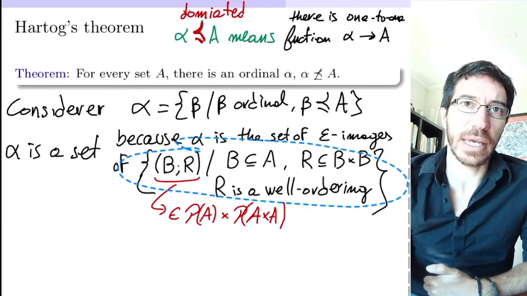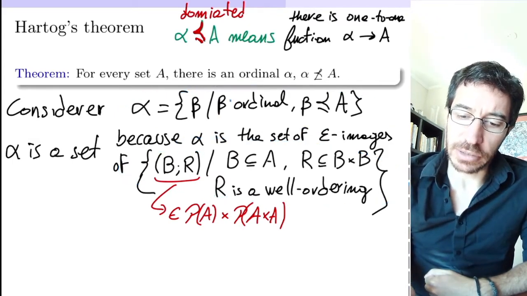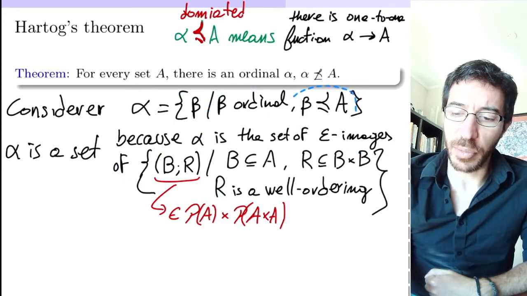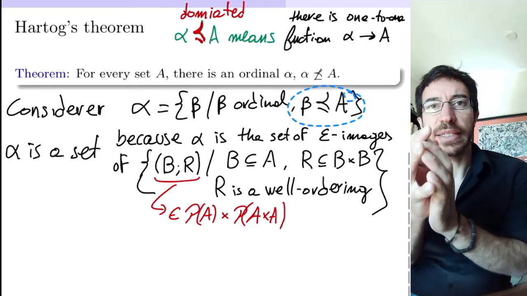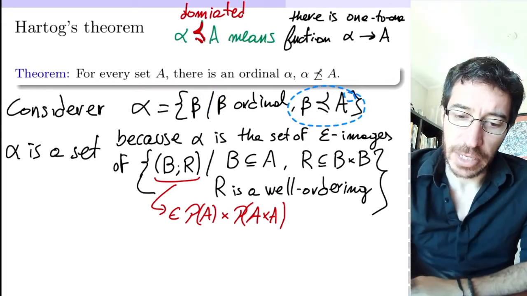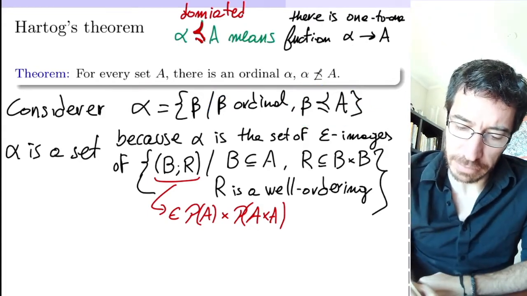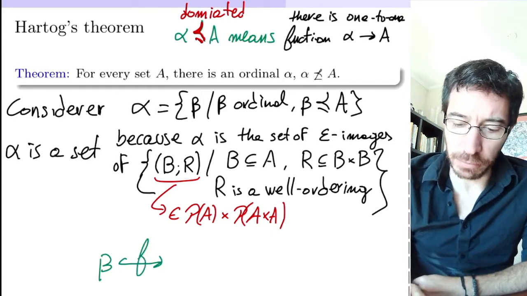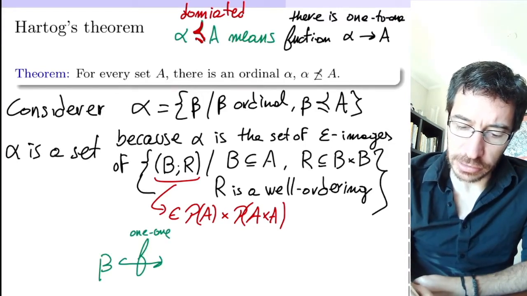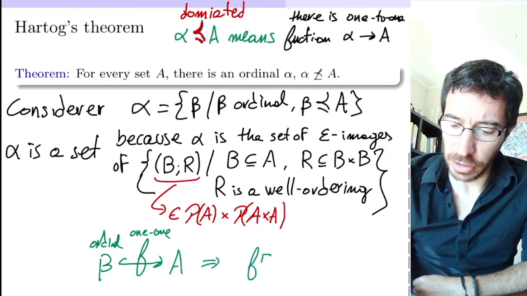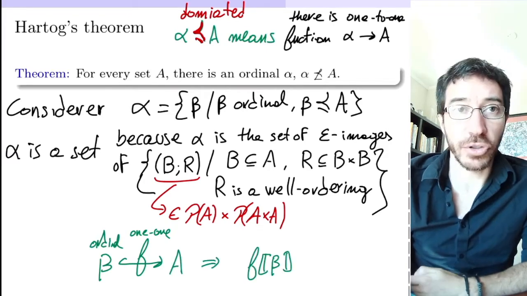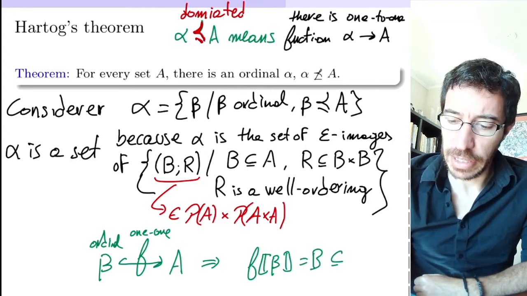Well, that's kind of clear, right? Because if you're an ordinal and you're dominated by A, that means there's a bijection between you and a subset of A, right? So if you have a one-to-one map from an ordinal beta to a set A, then the image of this ordinal is a subset of A, right?